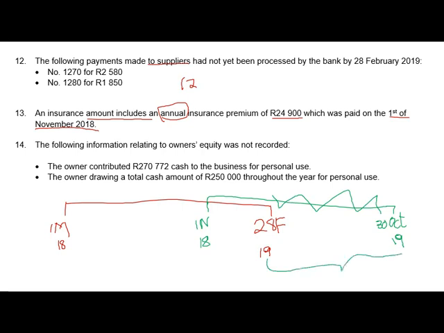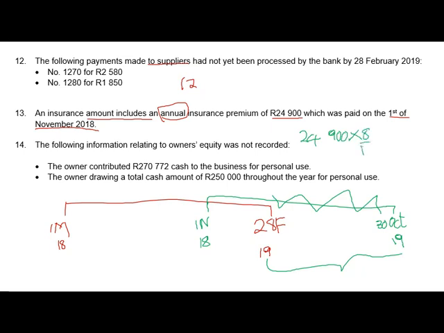So how many months fall outside the financial year here? It's March, April, May, June, July, August, September, October, which is 8 months. So I'm going to take that 24,900 times 8 out of 12. Let me count again: March, April, May, June, July, August, September, October. It's 8 out of 12.